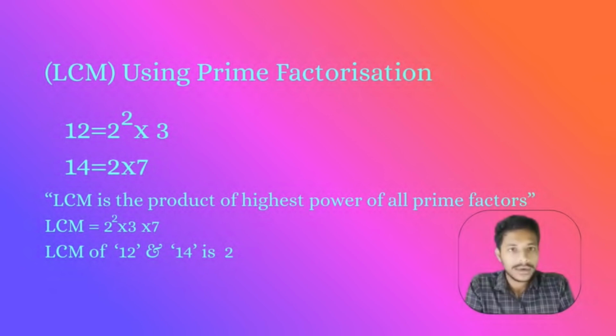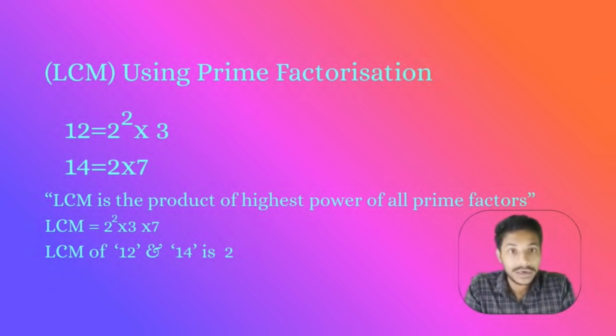Now we got the prime factorized form of 12 and 14. What do we have to do now? To find LCM, we need to multiply. Yes, listen to this statement carefully. LCM is a product of highest powers. Yes, this is the twist here. You have to remember highest powers of all prime factors.